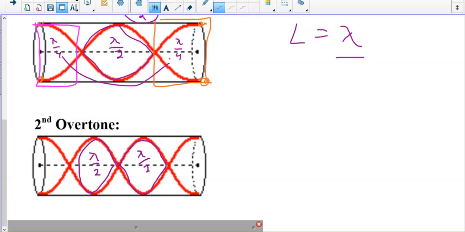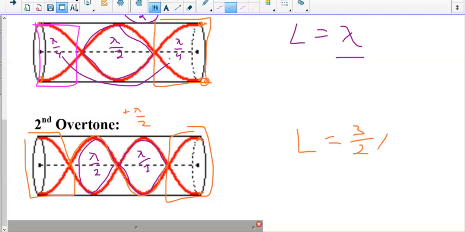So now we have a full wavelength in the center, right? Starting from this point here, you've got a crest going up, a trough going down, and you've got 1 full wavelength in the center. You still have the 1/4 wavelength there and the 1/4 wavelength on the other end. And of course, it's going to escape out of your instrument at maximum constructive interference. So we're adding on another half a wavelength from where we left off, which means the length of this instrument, for the second overtone, is just like before, now equal to 3 halves lambda.